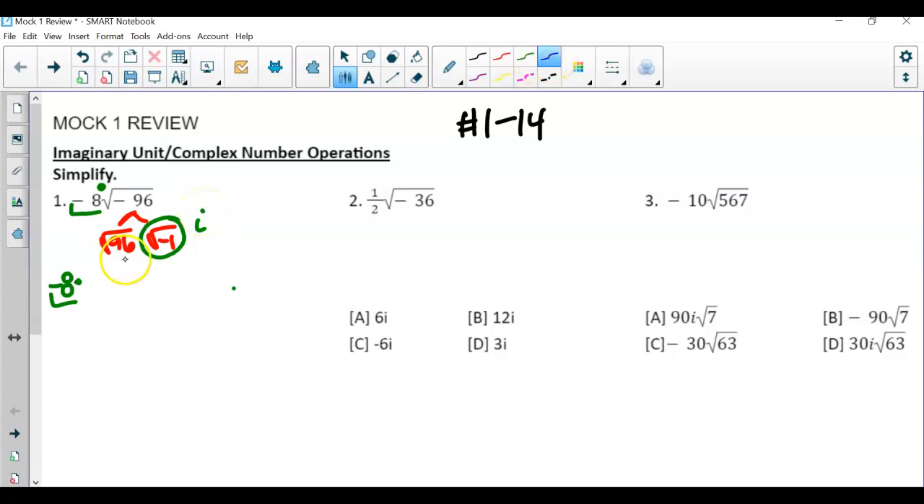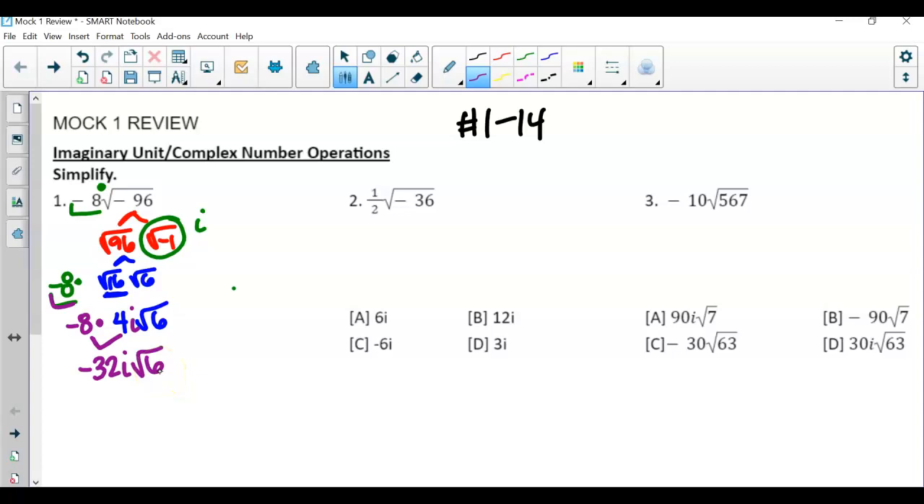But as I break down 96 even further, I could break this down into 16 times 6, because the square root of 16 is 4. So this is 4 radical 6. But notice how I'm forgetting my I here, so I'm going to bring down I, but we do also need to multiply by negative 8. So negative 8 times 4 is negative 32I radical 6.